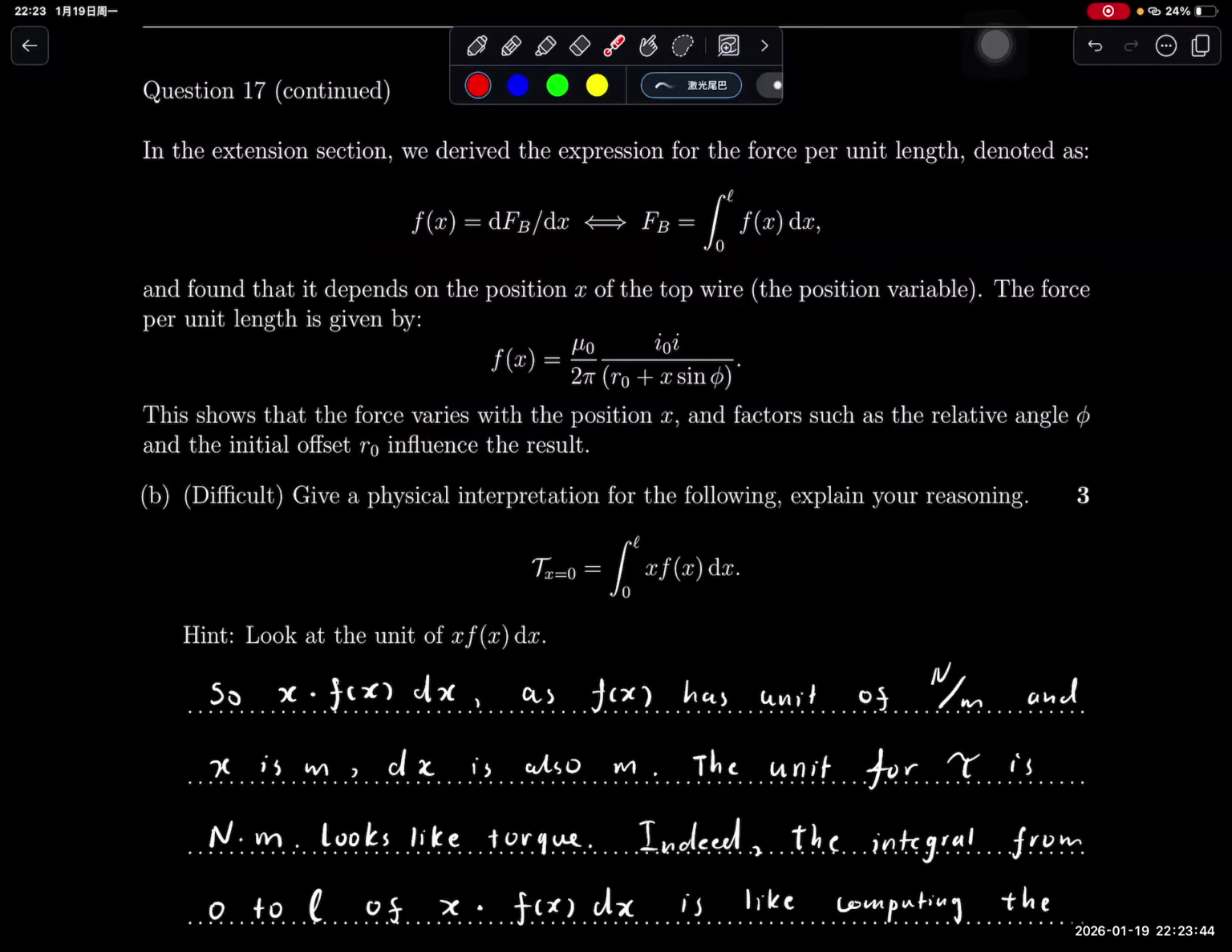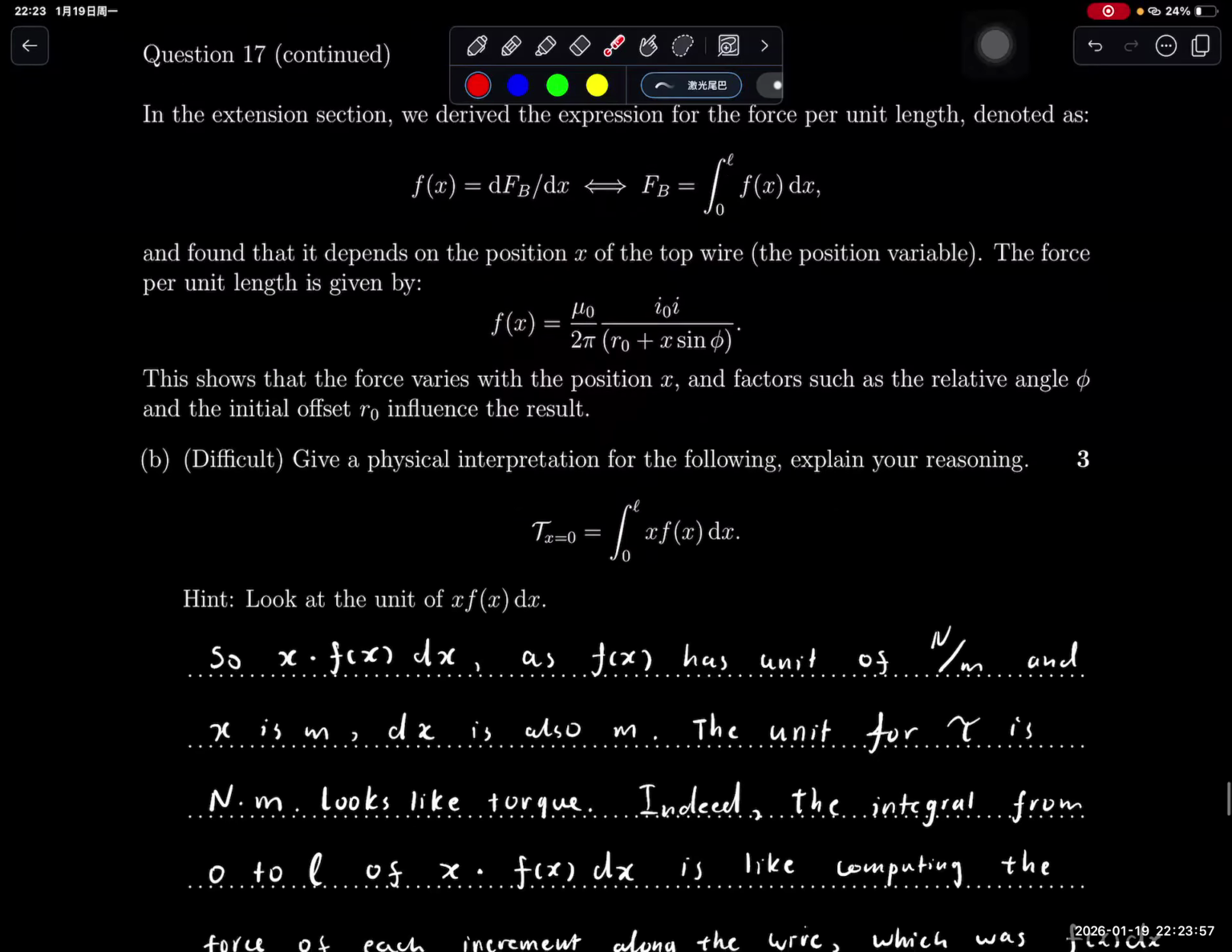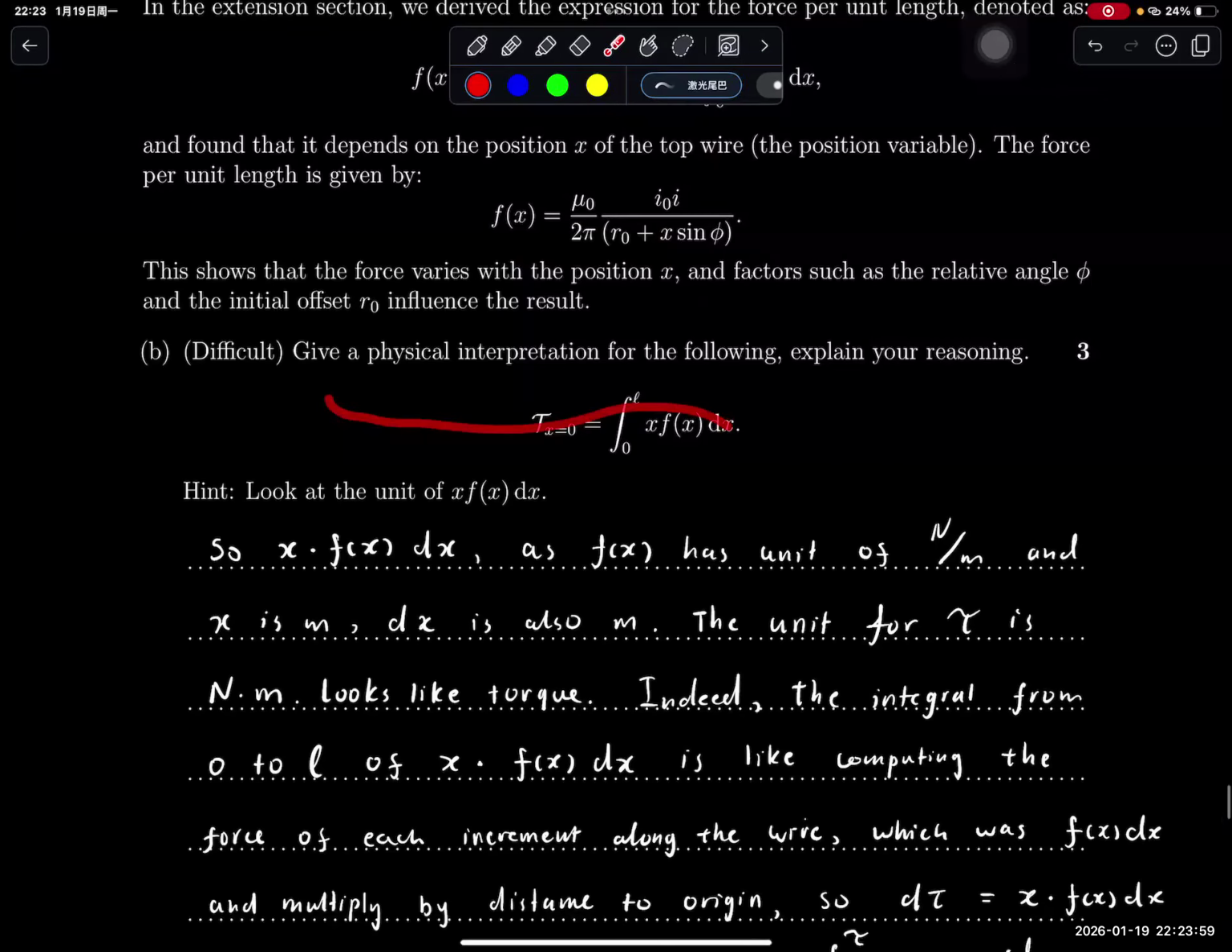We have shown in the extension material that this is that function. So the force per unit length decreases with x as shown. And so question B says, give a physical interpretation for the following. So I have this integral.